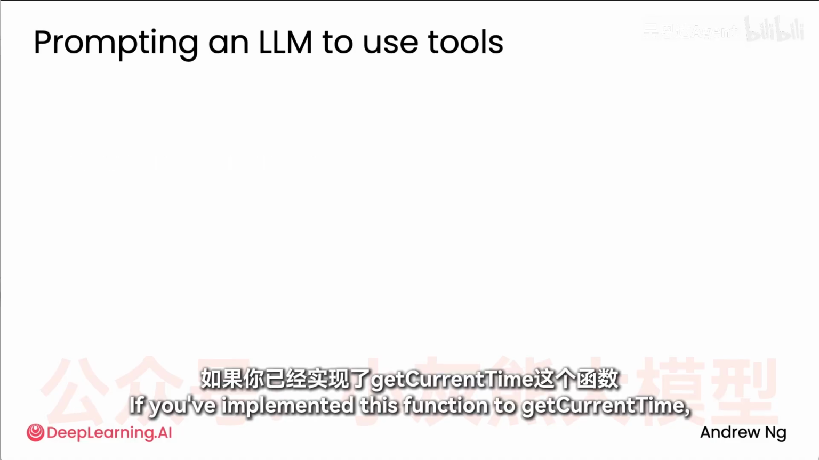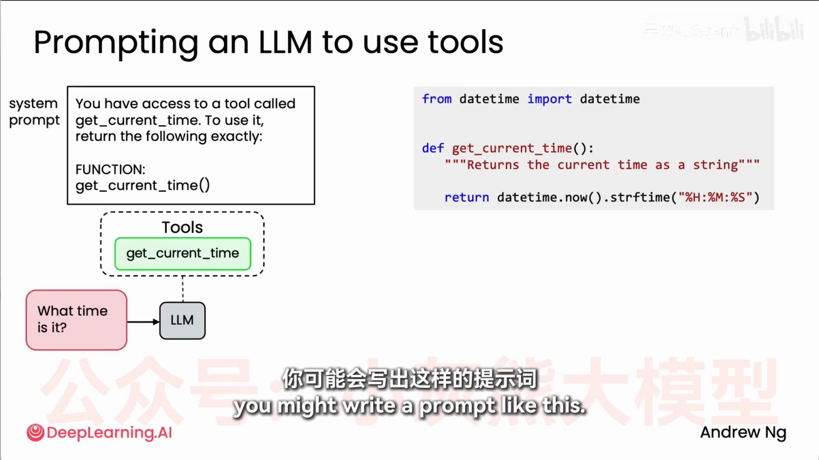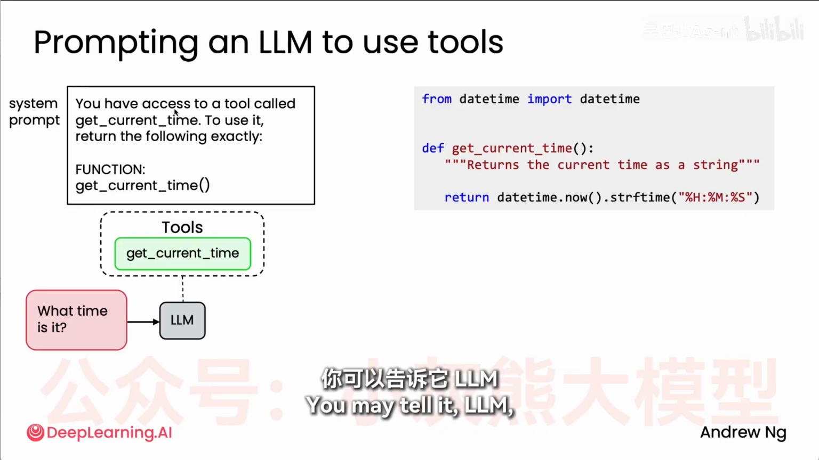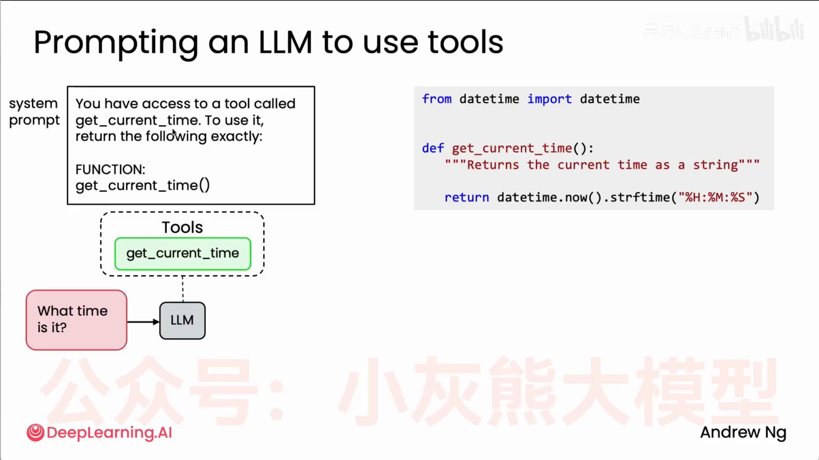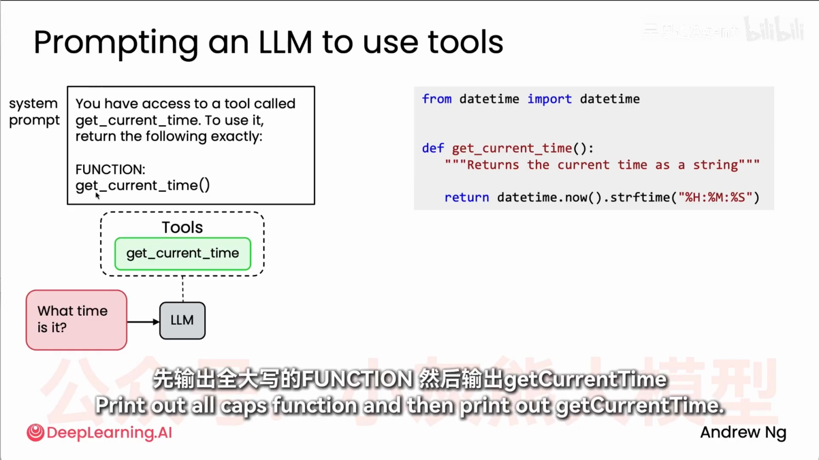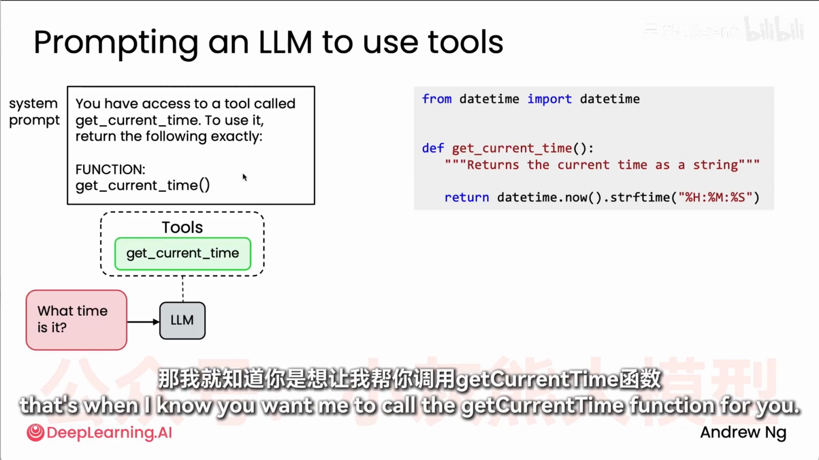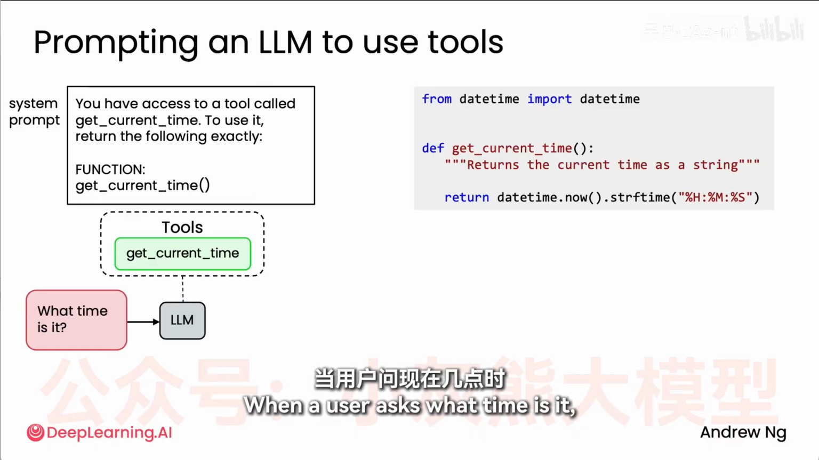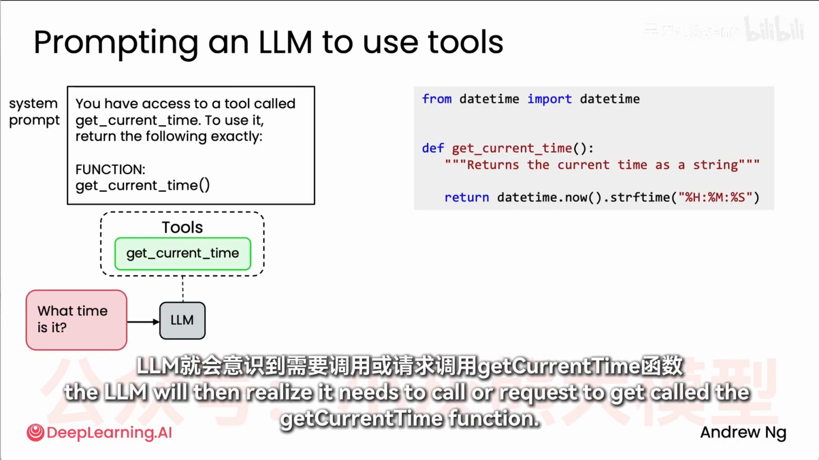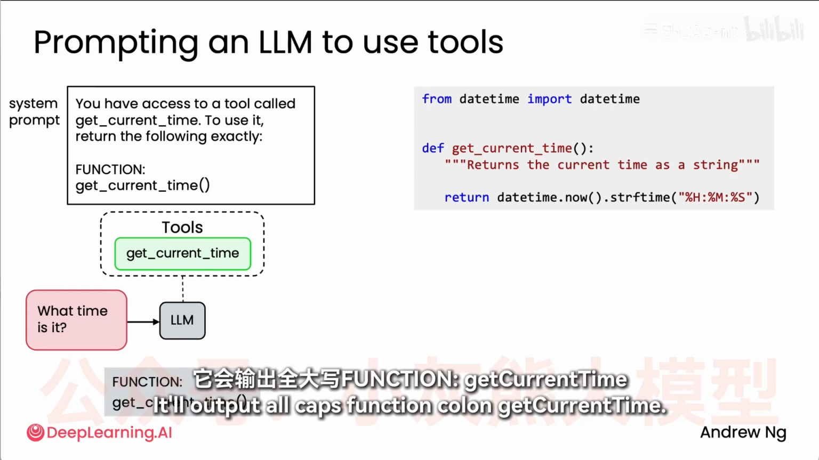If you've implemented this function to get current time, then in order to give this tool to the LM, you might write a prompt like this. You may tell it, LM, you have access to a tool called getCurrentTime. To use it, I want you to print out the following text. Print out all caps FUNCTION and then print out getCurrentTime. And if I ever see this text, all caps FUNCTION and then getCurrentTime, that's when I know you want me to call the getCurrentTime function for you. When the user asks what time is it, the LM will then realize it needs to request to get called the getCurrentTime function. And so the LM will then output what it was told. It'll output all caps FUNCTION: getCurrentTime.